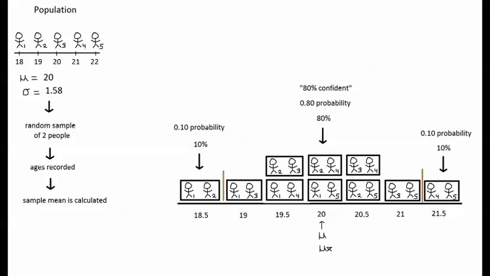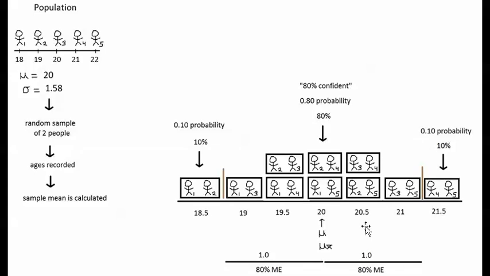Since the middle 80% area goes from 19 to 21, the 80% margin of error is 1. The 80% margin of error is just the distance from the population mean to the lower end and the upper end of the middle 80%. So overall, I'm 80% confident that I'll get a sample mean somewhere within 1 of the population mean. I'm 80% confident that I'll get a sample mean somewhere between 19 and 21.